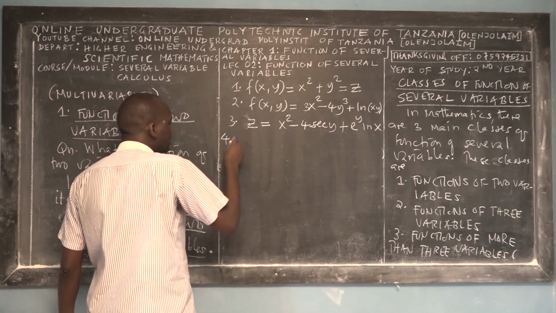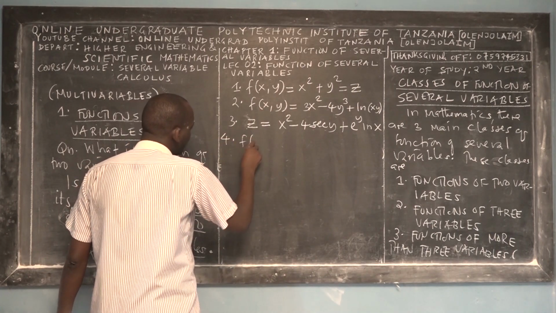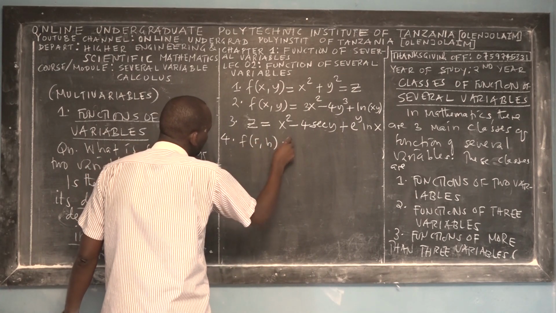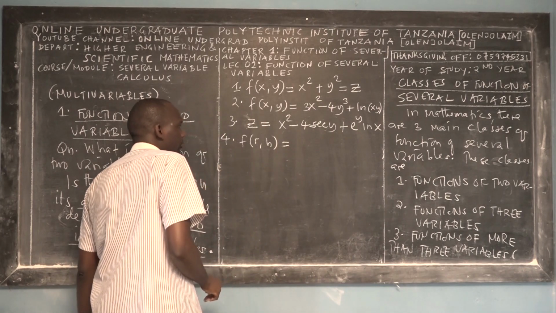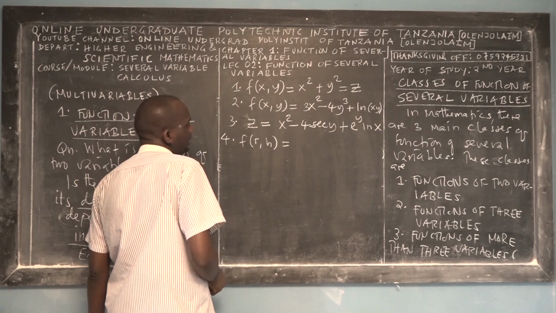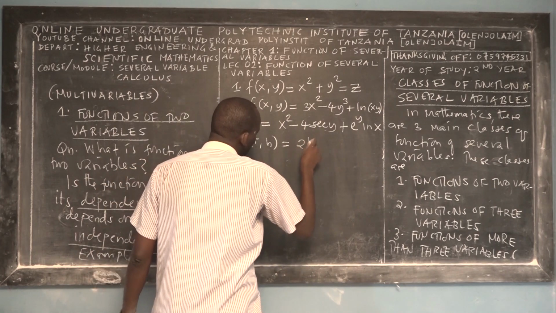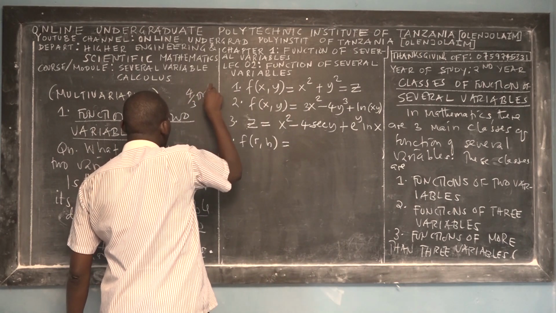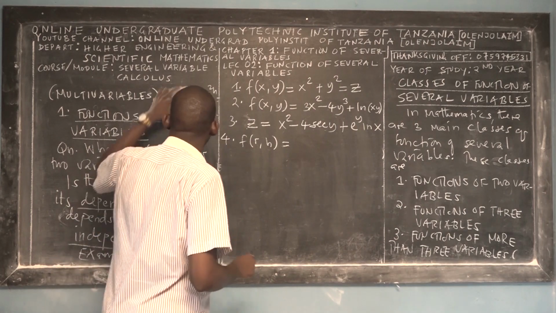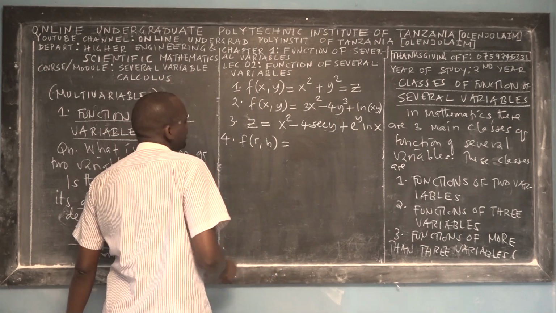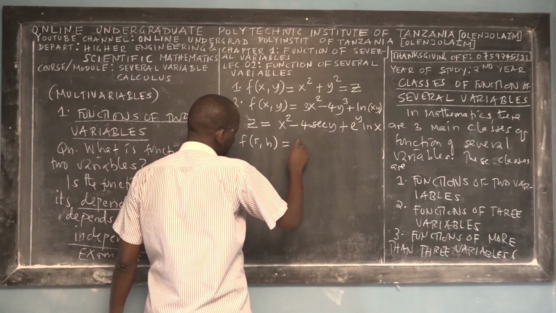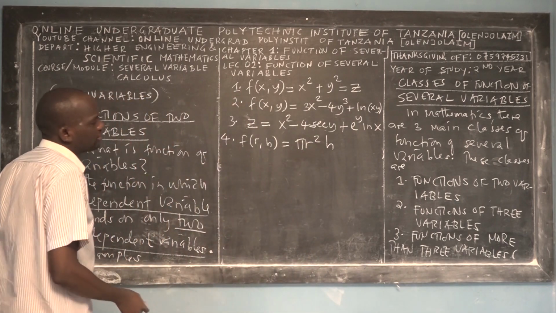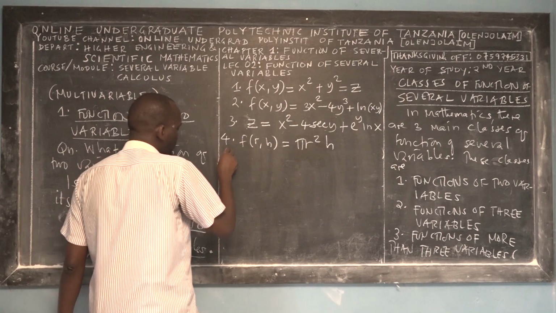For real life examples, let's say f of r comma h as the volume of a cylinder, right? Volume of the cylinder. If you say volume of the sphere, it is 4 over 3 pi r cubed, something like that. I don't remember them. So f of r, h is equal to pi r squared h, because it depends on which type of cylinder. So that's an example of functions of two variables.